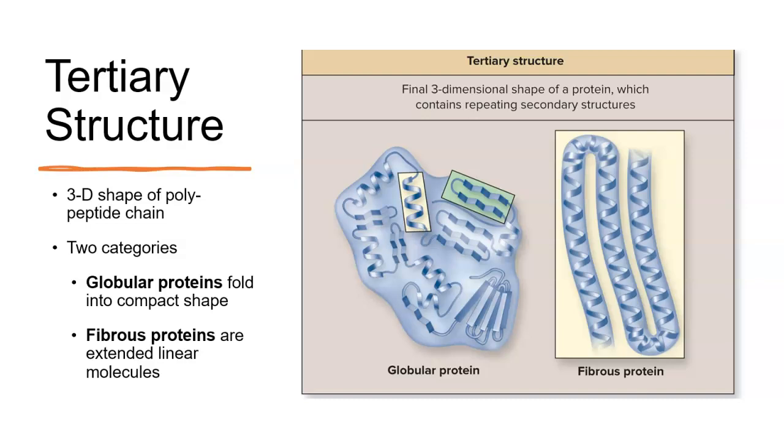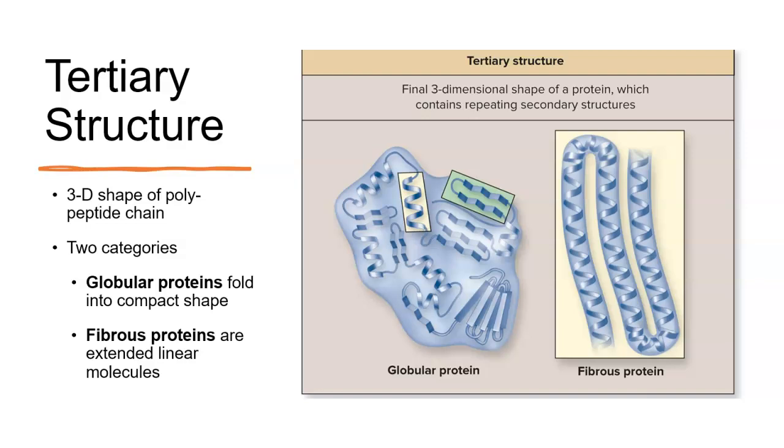Your tertiary structure is your third level of structure. So it's the final three-dimensional shape of a protein chain. We have two categories of these, and they're distinguished by their molecular shape. So globular, think of a glob of something. So globular proteins fold into a compact, almost spherical shape. These tend to be enzymes, antibodies, and some of the hormones.